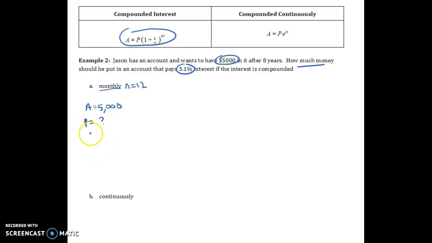That rate's going to be 0.031, and he's going to have that in there for 8 years. So now it's a matter of plugging all these things in. He wants to have $5,000. He doesn't know what to put in.